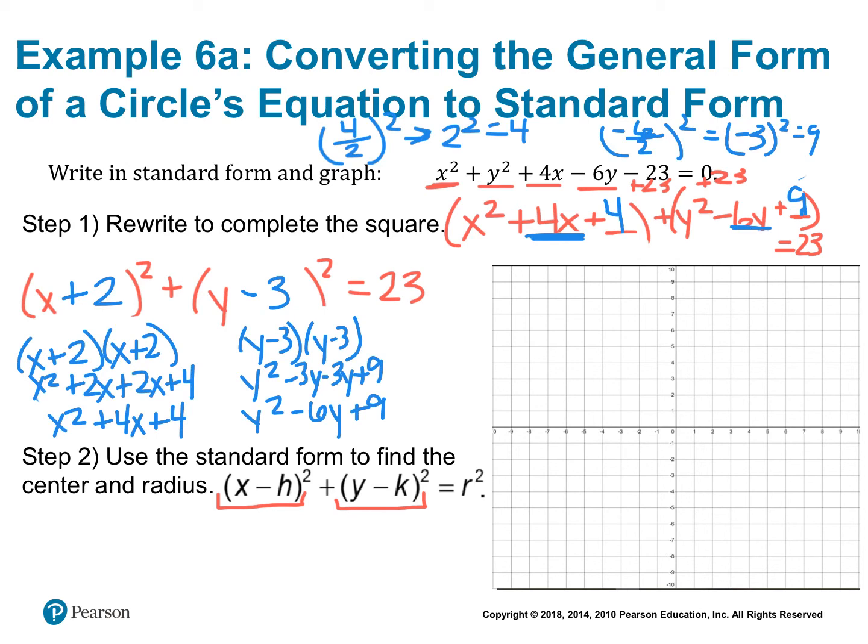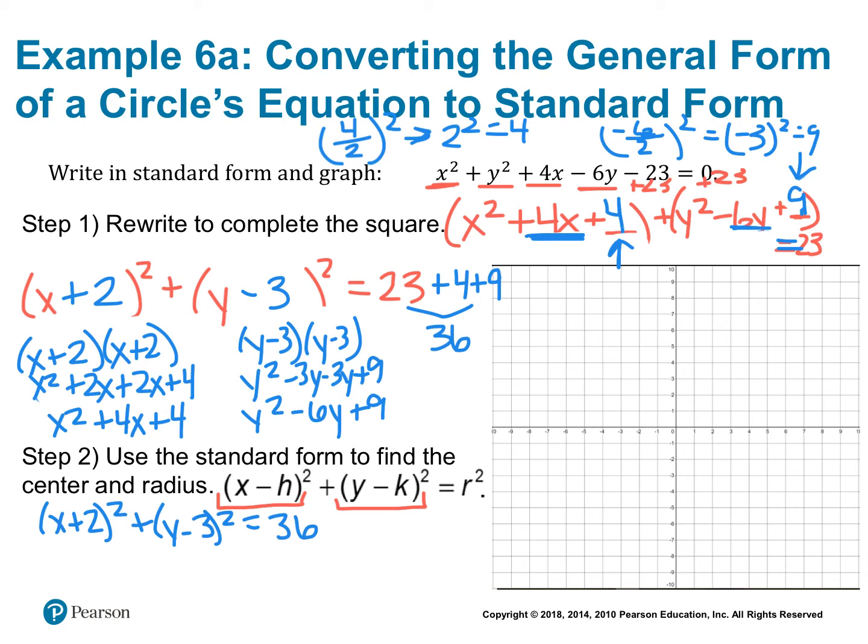And here's what you need to not forget. I added a 4 here and a 9 here. So I did that on the left side of the equal sign, so I have to do it on the right side as well. Add a 4 and add a 9. So 23 plus 4 is 27. Plus 9 gives us 36. So let me rewrite this down here. I'd have x plus 2 squared plus y minus 3 squared equals 36. And now we can use that to find our center and our radius.